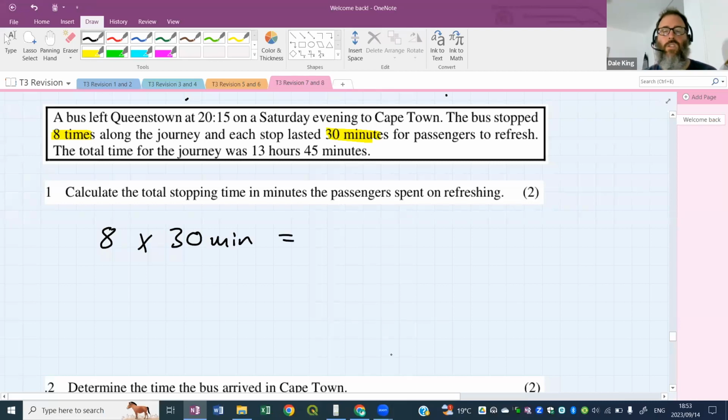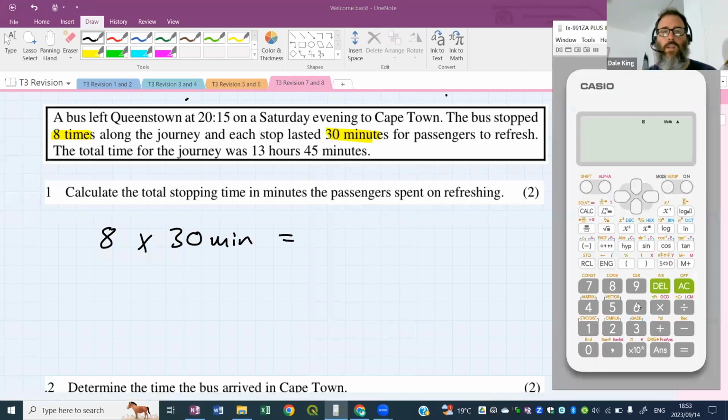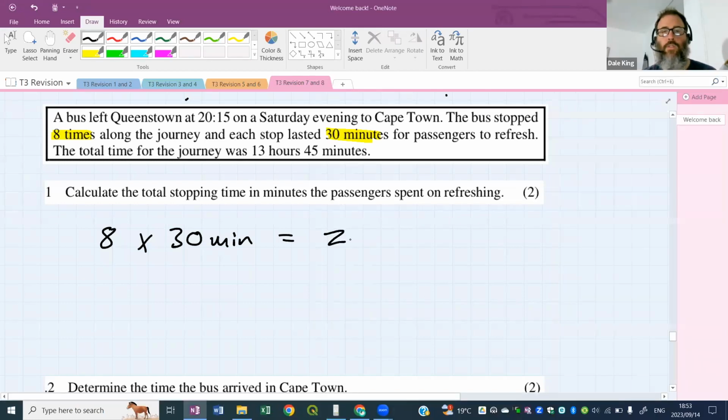We don't even need to convert this to hours and minutes. So we don't even need to use the time button here. We'll just say 8 times 30 because we need it in minutes. So it's 240 minutes.